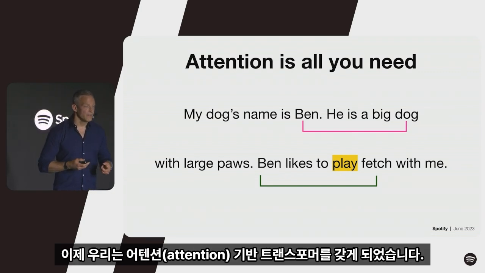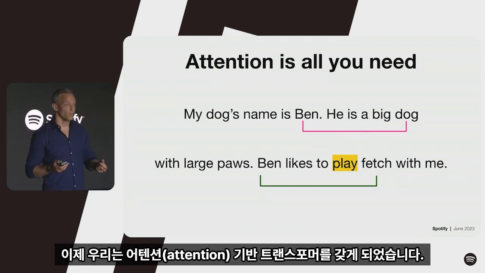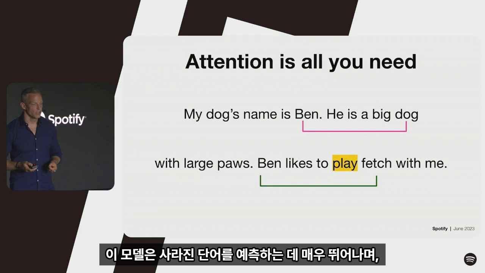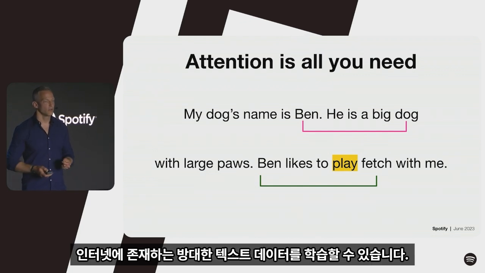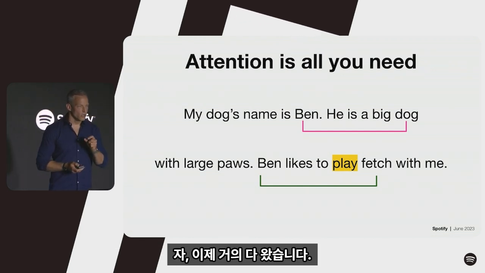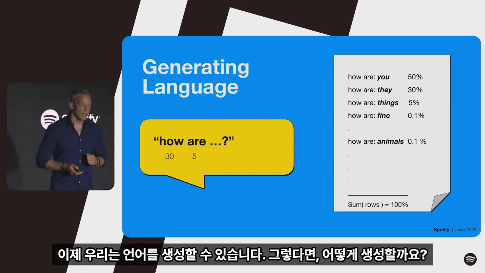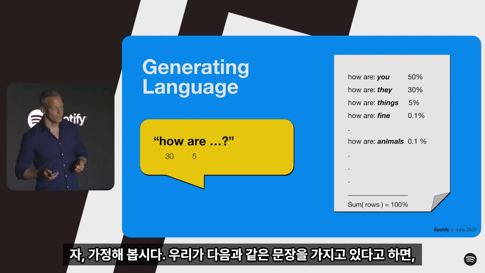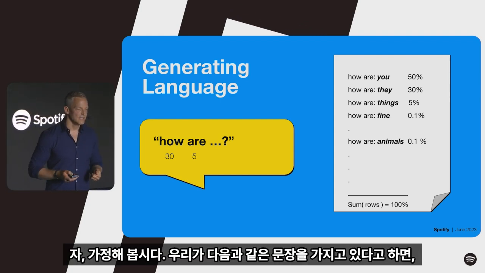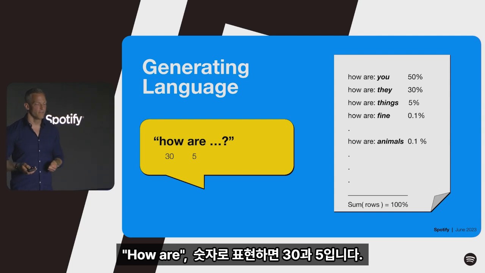So now we have this attention-based transformer that is very good at guessing the missing word, and it can train itself on the entire corpus of text on the internet. So we're almost there. So now we can generate language. How do you generate language? Well, let's say that we have this sentence, how are, the numbers 30 and 5.